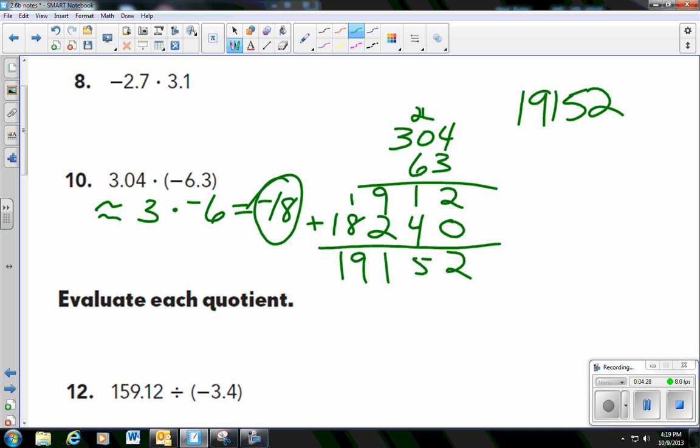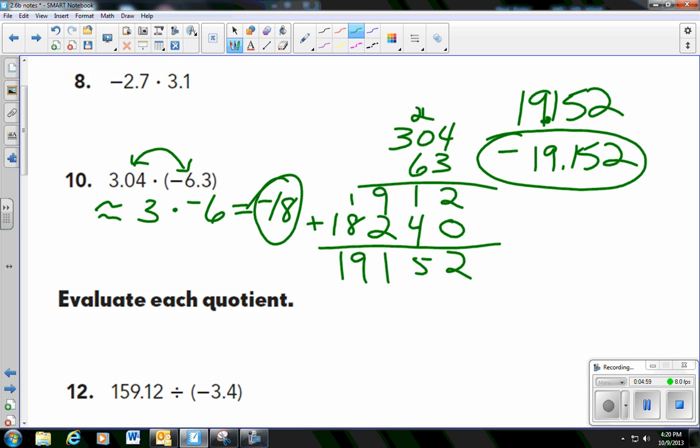So again, think about it. Our estimate was that we should get about negative 18. So where is the only place that would make any sense that that number would be about 18? Well, the only place it would make any sense is if we put it in between the 9 and the 1. That would give us 19.152, which is the only place that would be close to 18. And then again, we're multiplying these two numbers, one of them is negative, one of them is positive. One is an odd number, so our answer has to be negative 19.152.